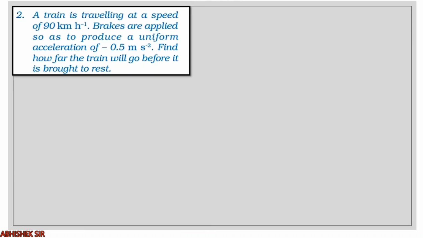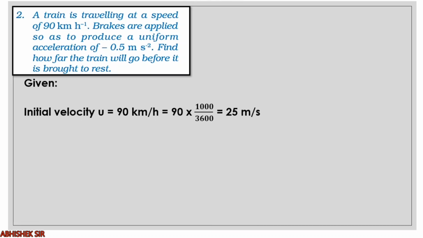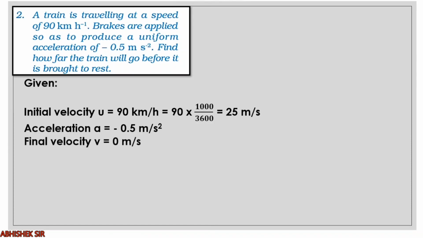Right? Next question. A train is traveling at a speed of 90 km per hour. So the initial speed is given. We have to convert this 90 into meters per second. So that is 25 meters per second. Now brakes are applied, so uniform acceleration, minus, that means retardation, is produced: minus 0.5 meters per second square. Find how far the train will go before it is brought to rest. That means the final velocity will be 0 at rest, and we have to find the distance.